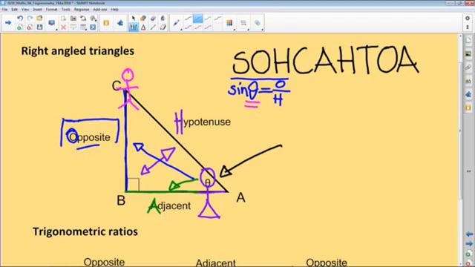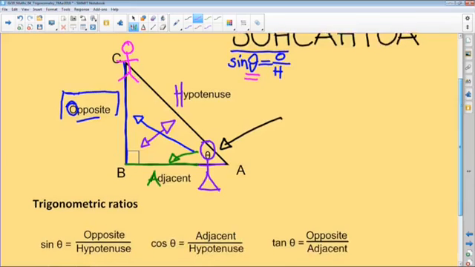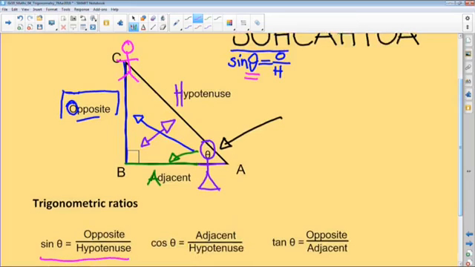Okay, let's go down and take a look at these ratios, and you know them already. We've got sine theta equals opposite over hypotenuse. Cos theta equals adjacent over hypotenuse. And tan theta equals opposite over adjacent.